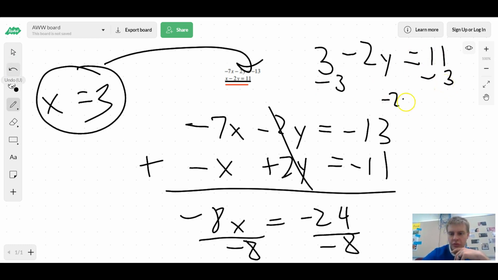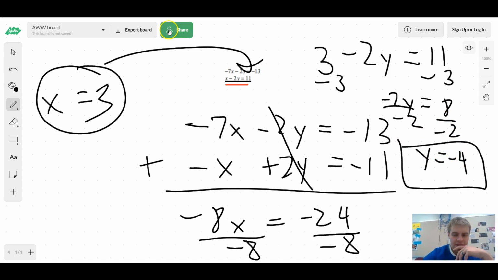Then I'm going to get negative 2y is equal to 8. Divide by negative 2, divide by negative 2. I'm going to get y is equal to negative 4. So those would be my two answers, 3 and negative 4.